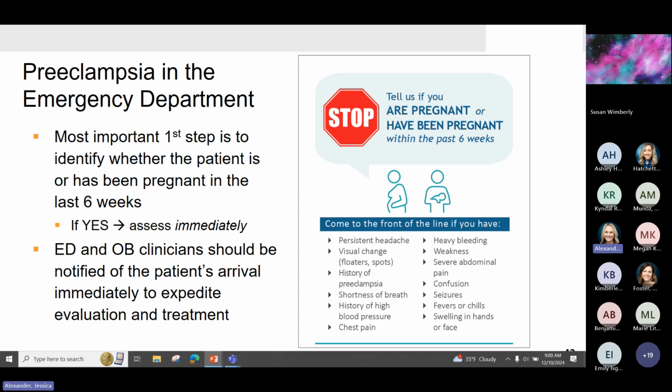Come to the front of the line if you have persistent headaches, visual changes, history of preeclampsia, shortness of breath, history of high blood pressure, chest pain, bleeding, weakness, severe abdominal pain, confusion, obviously seizures, fever, chills, swelling in the hands. We have a very, very busy triage facility here at UMC. So obviously, patients will present there more often than the ED or other UMC facilities, but it certainly happens on a more frequent basis than one would expect.